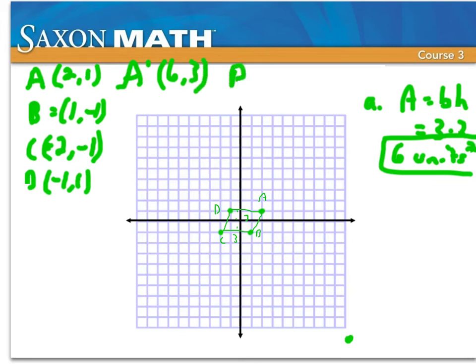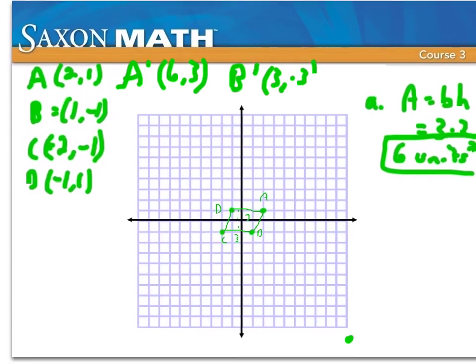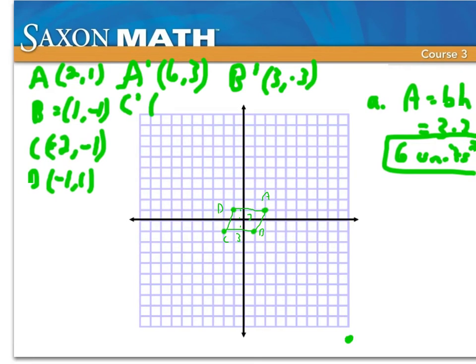B prime needs to be 3 times the x and 3 times the y, so 3 times 1 is 3, and 3 times -1 is -3. C prime is going to be 3 times -2, which is -6, and 3 times -1, which is -3. And then D prime, again, scale factor is 3, so each part needs to be 3 times bigger, so -1 times 3 is -3, and 1 times 3 is positive 3. And then I'm going to plot those points.